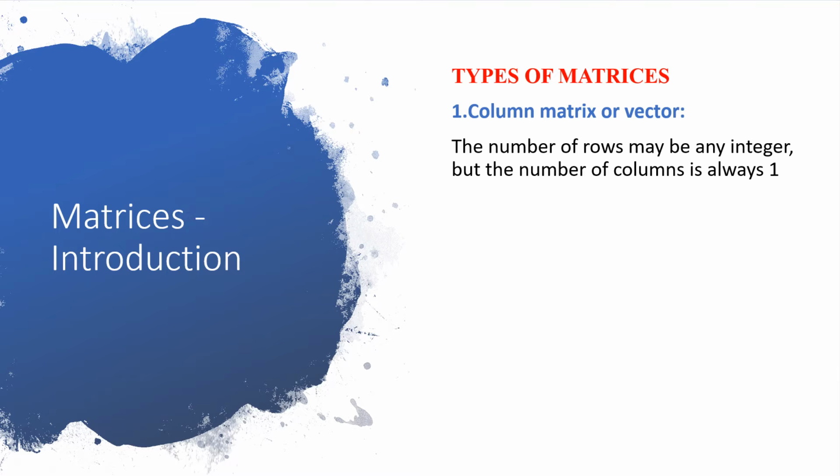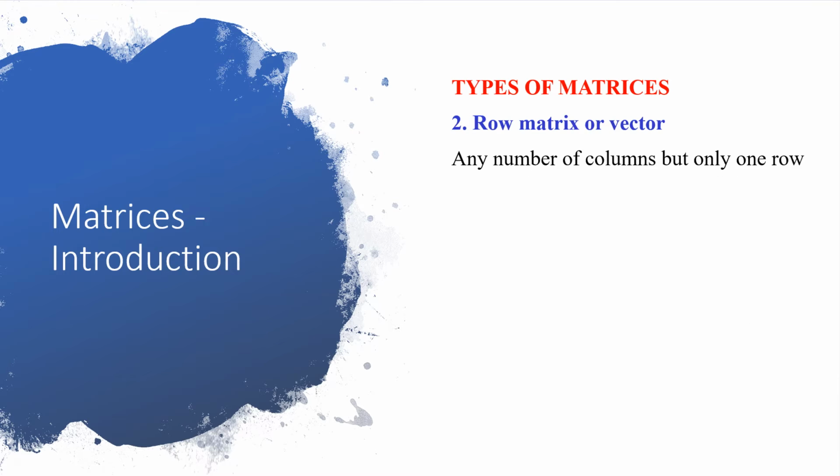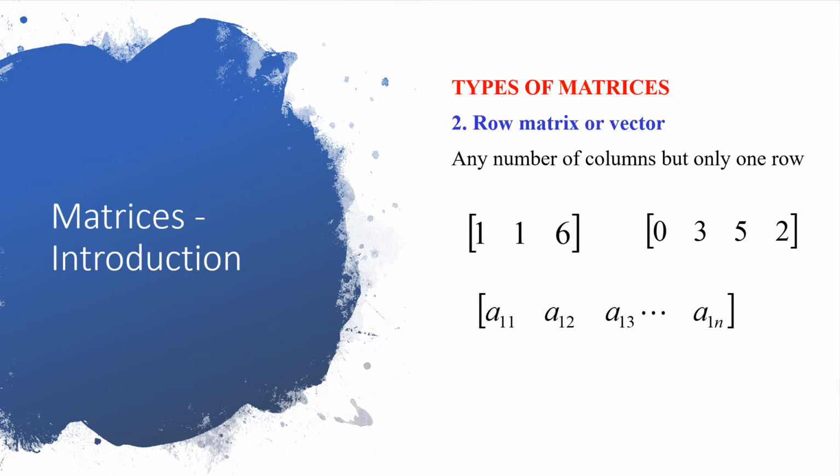All right, so we have a couple of special types of matrices. The first one that we'll talk about is a column matrix. A column matrix is a matrix where the number of rows may be any integer. So I can have any number of rows, however, we only have one column. Here are a few examples of column matrices. Next, we can have a row matrix where we can have any number of columns, but we only have one row. And here are a few examples of row matrices.